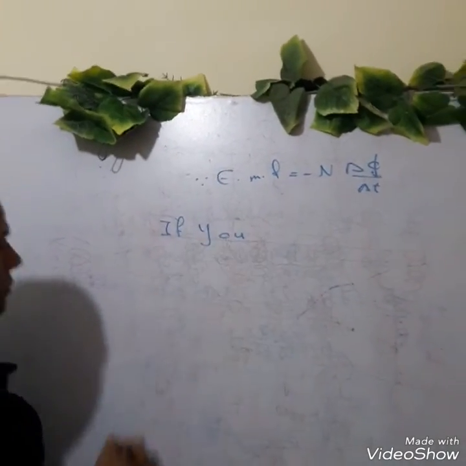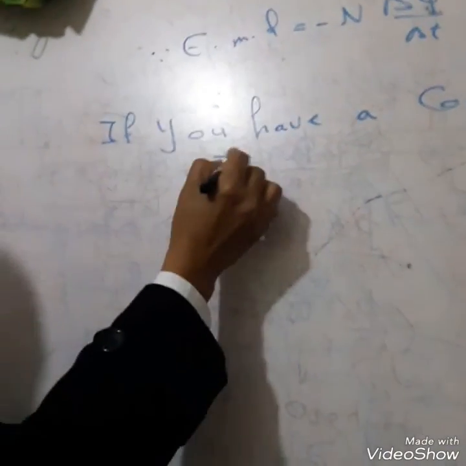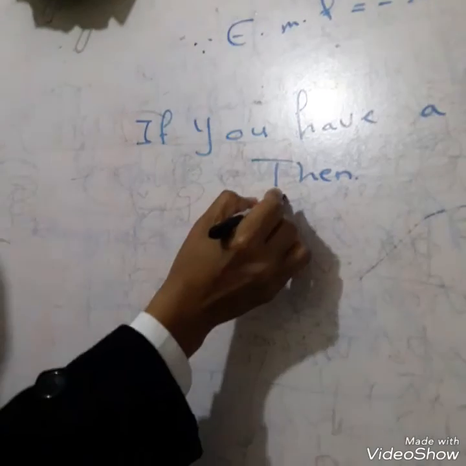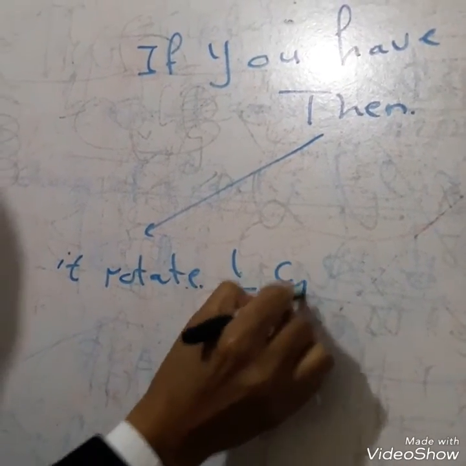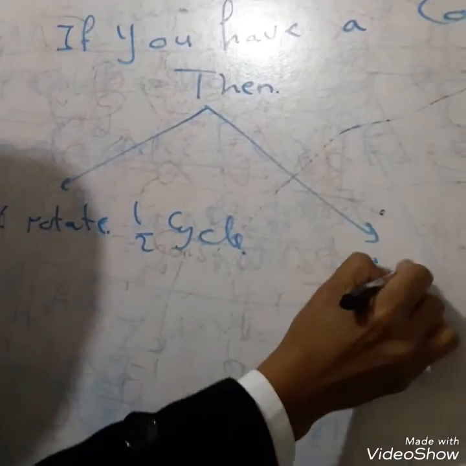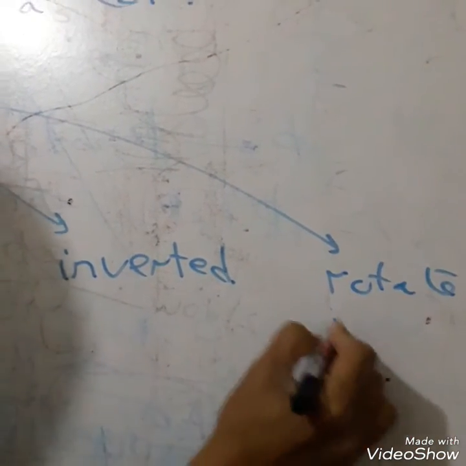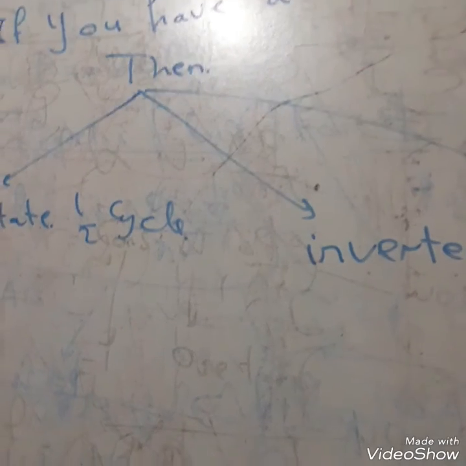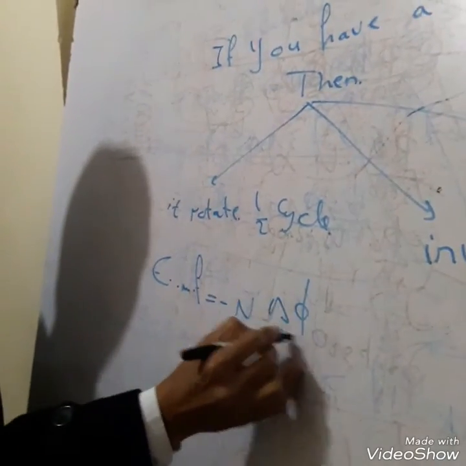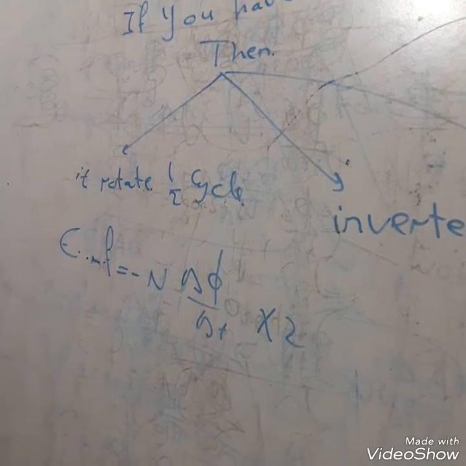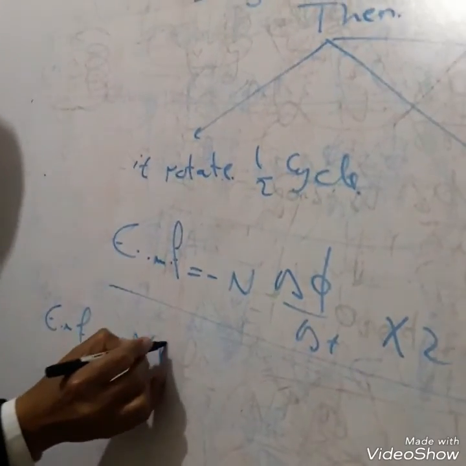If you have a coil and it rotates half a cycle, or is inverted, rotated 180 degrees, then the electromotive force equals negative N delta phi over delta T times 2.